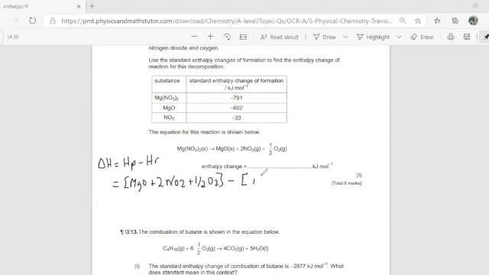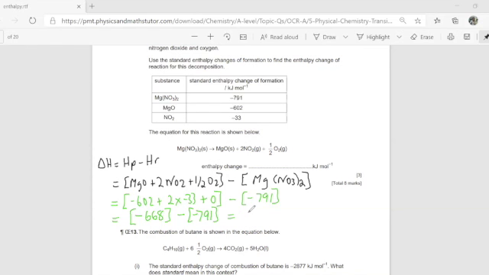Okay, so I'm just writing the products and the reactants in brackets. Once you're an expert at doing this, you won't need to do this step because you'll be able to do it automatically. So I'm taking the numbers from the table. There is no number for oxygen because oxygen is an element in its standard state. So the first bracket comes up to minus 668, and that simplifies to minus 668 plus 791, which comes up to 123 kilojoules per mole.